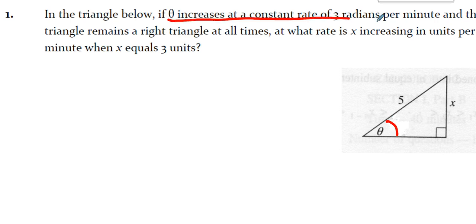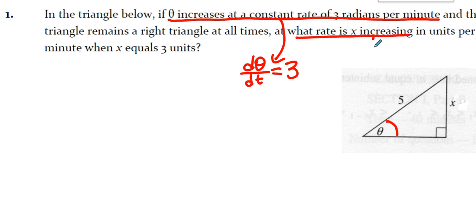radians per minute. So what does this mean? This means that d theta dt, radians per minute, that's how the angle changes over time. Theta increases at a constant rate of 3 radians per minute. The triangle remains a right triangle at all times. So we've got to talk about at what rate x is increasing. That means we have to find dx dt. X is increasing over time.